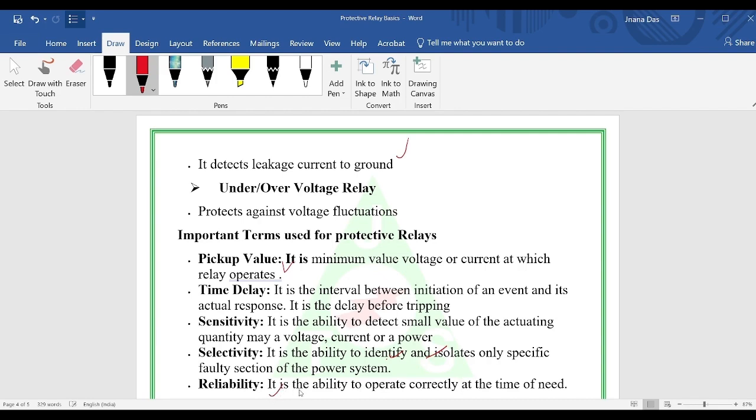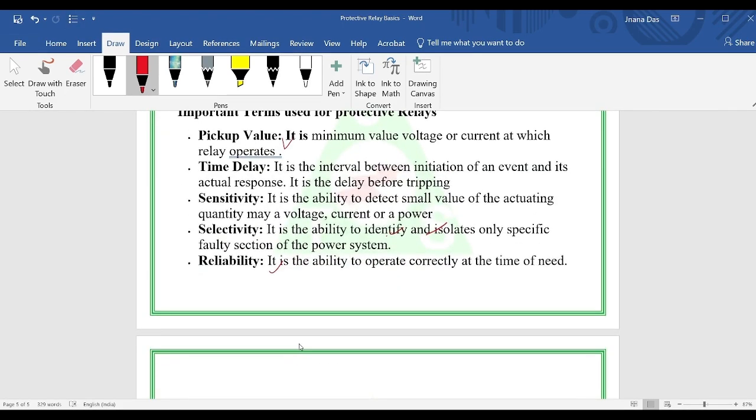Another term is reliability. It is the ability to operate correctly at the time of need. So this is the reliability of the protective system or protective relay. These are some basic things you have to remember on protective relays, which act as the brain of the power system.